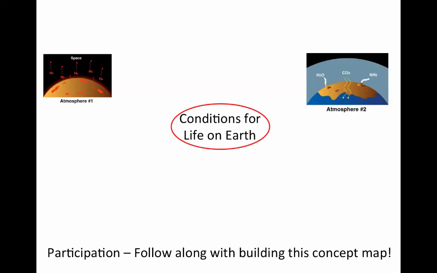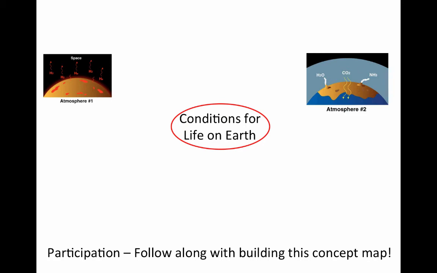Now that we know a little bit more about the conditions that would have been necessary for the critical processes for life, we can start to construct our concept map to see how the Earth gradually became a hospitable place to support life. So we've seen already this idea of different phases of the atmosphere of Earth. Atmosphere number 1, which was composed primarily of hydrogen and helium, gradually gave off those atoms to space, ending up eventually with atmosphere number 2, composed primarily of water vapor, carbon dioxide, and ammonia.